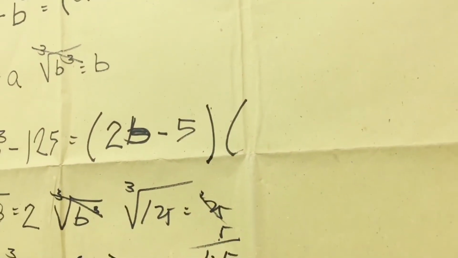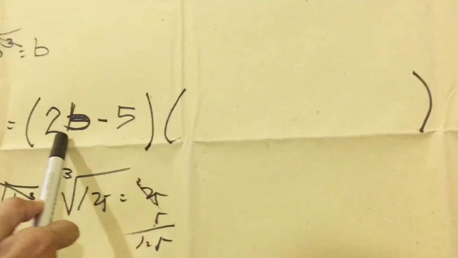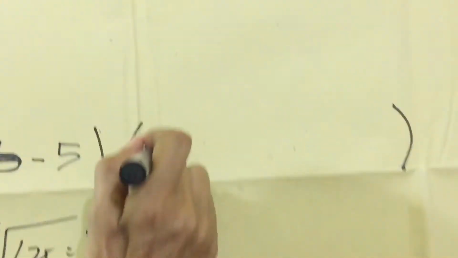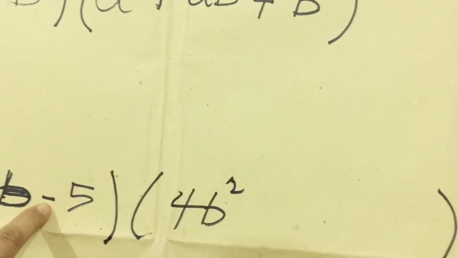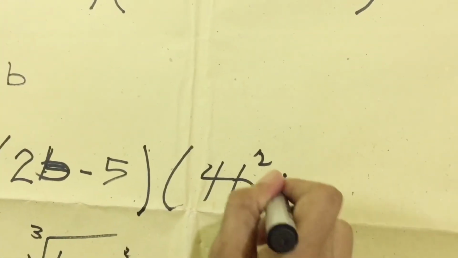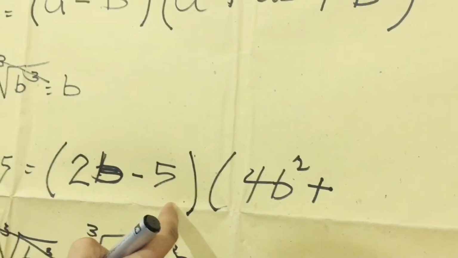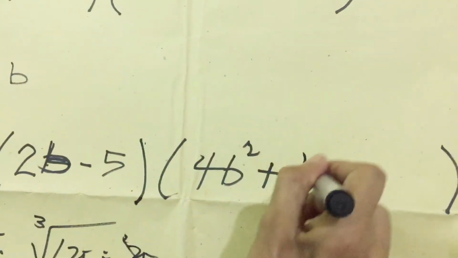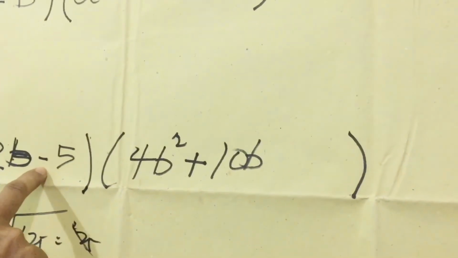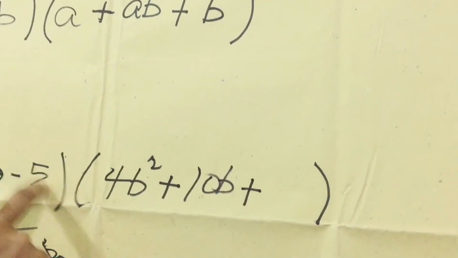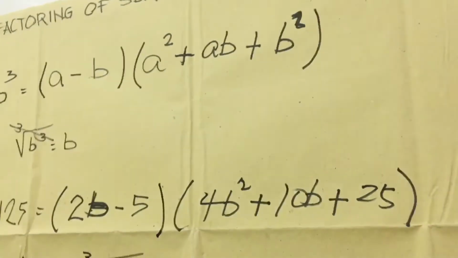Okay, now the next, find the trinomial factor by squaring the first term. 2 times 2 equals 4, b times b equals b squared. Then since this is negative, the next term here is positive, the second term. Then multiply the first and the second term. 2 times 5 equals 10b. b just only copy, okay? Then negative times negative equals positive. Then 5 times 5 equals 25. Okay, that's now our final answer.